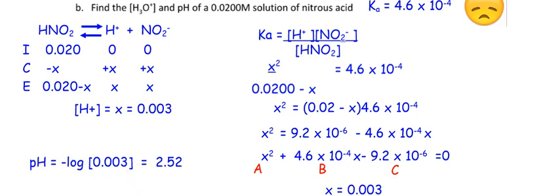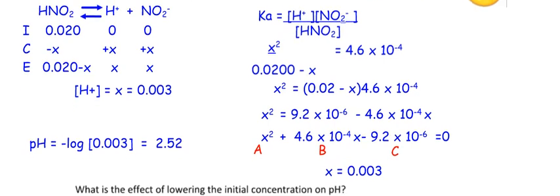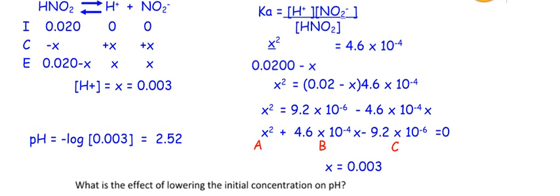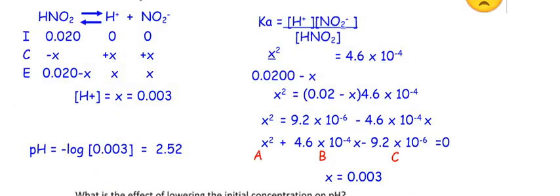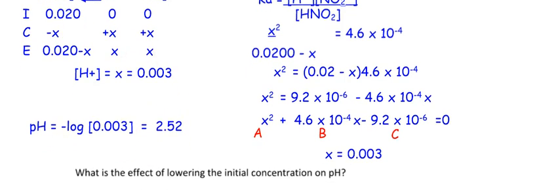Now, go back. What was the pH on the prior page? Oh, let's find out. So when the initial concentration is 0.2, all right, I got 2.03 as my pH. But when I start off with a lower initial concentration of 0.02, my pH went up. So let's answer this. What is the effect of lowering the initial concentration on pH? It becomes less acidic, doesn't it? The pH goes up, all right?